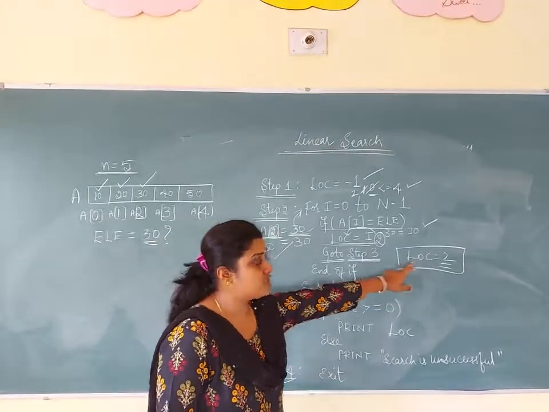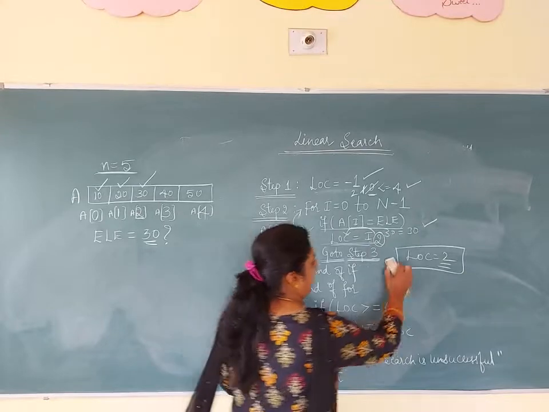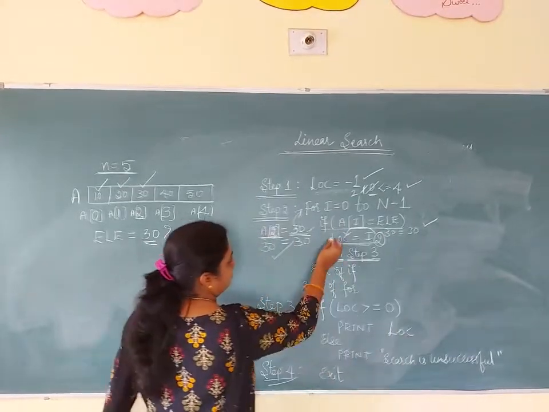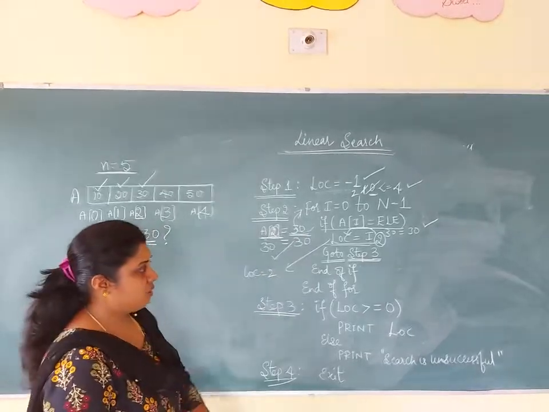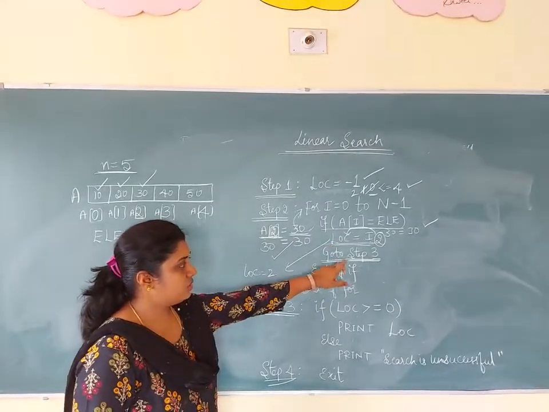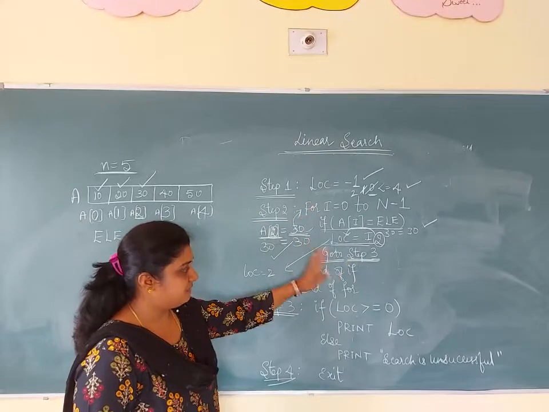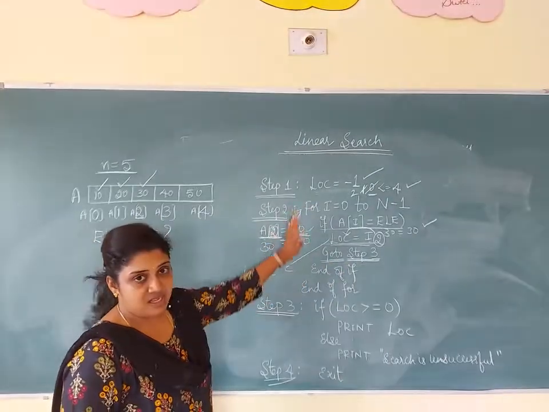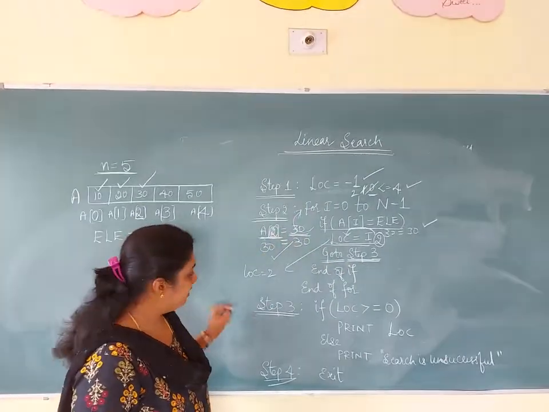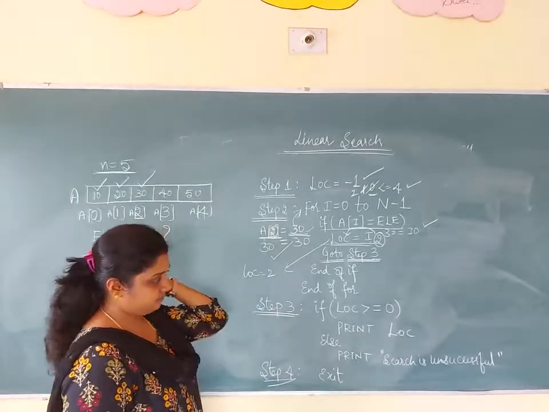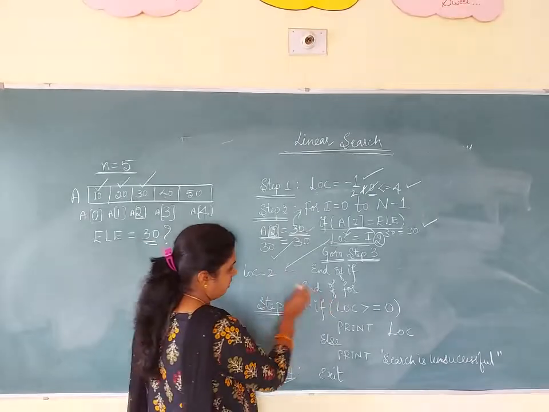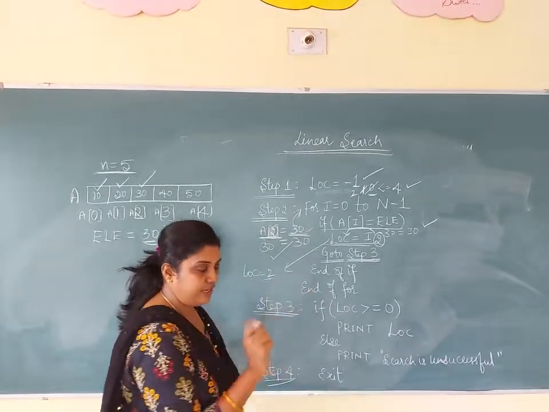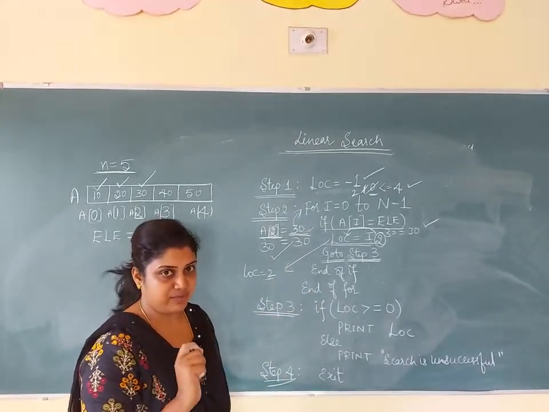Now the location will become 2. So again what will happen? Go to step 3. The if statement and the for loop, both will end. It will directly come to step 3. Now what is your location? Your location is 2. In the sense, in the second position the element 30 is present.